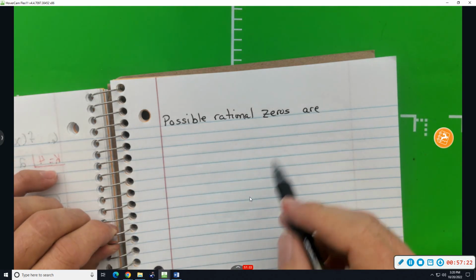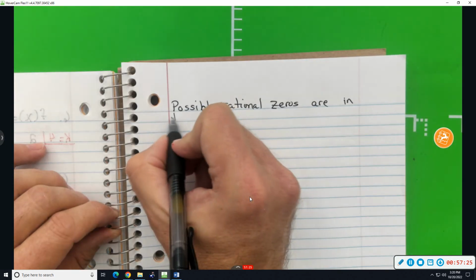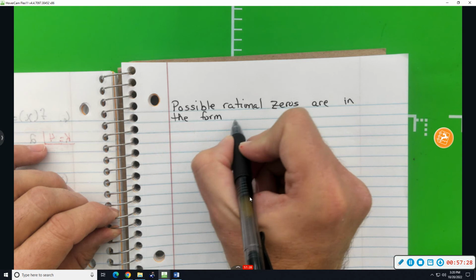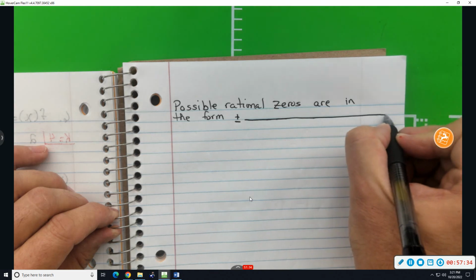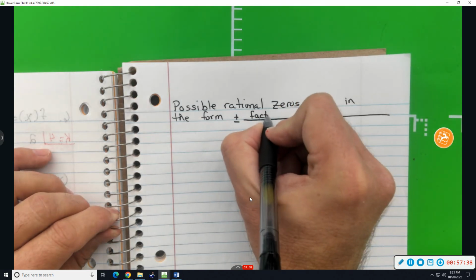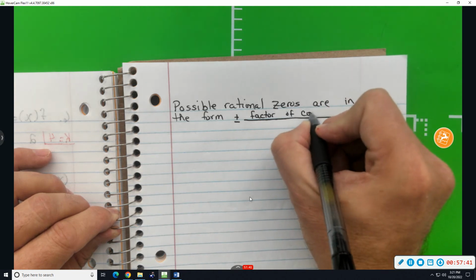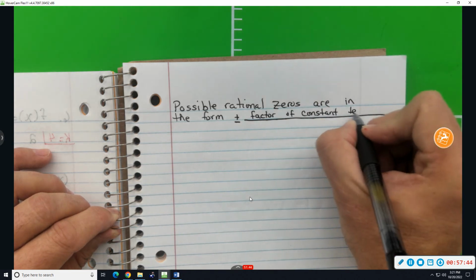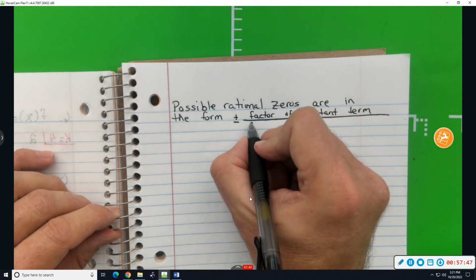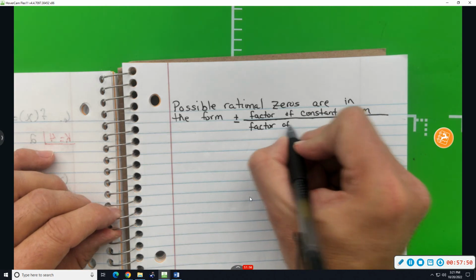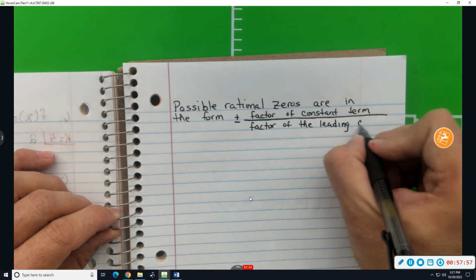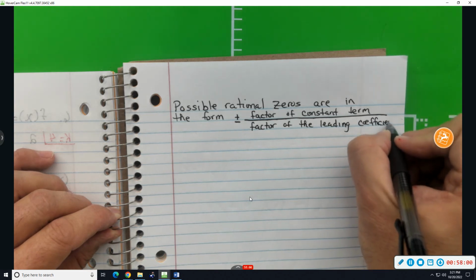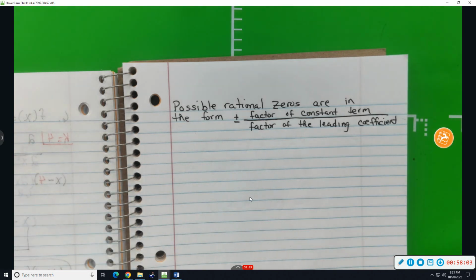No. Possible rational zeros are in the form plus minus factor of the constant term over what's called the factor of the leading coefficient. You're looking at the last number and the first number. When I say it's not too difficult, but it's going to sound difficult. And I'll show y'all how to do it. It's really not as difficult as it sounds.